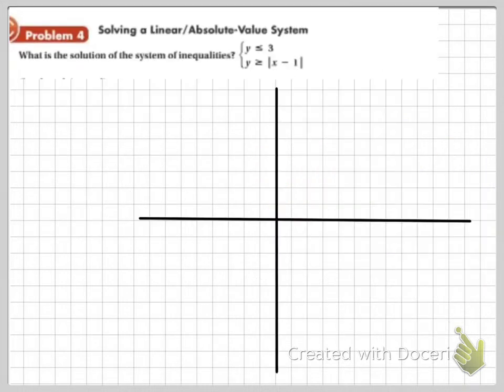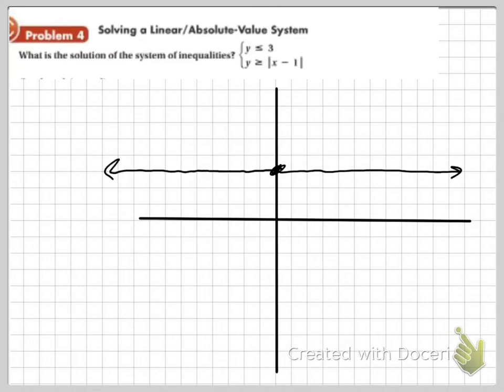Problem 4 is solving a linear/absolute value system. So there's two different kinds of equations here, but it's the same concept. Okay, so what is the solution to the system of inequalities? y is less than or equal to 3. Again, we struggle at graphing this, but 1, 2, 3, put a dot up on y. Okay, right there. And my y is less than or equal to, it's a solid line right there.